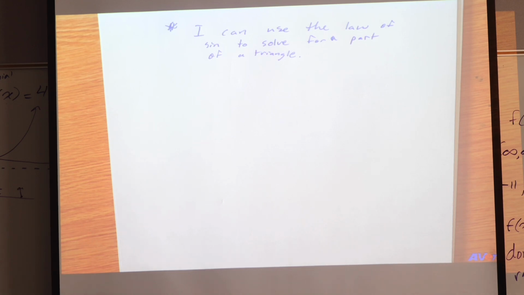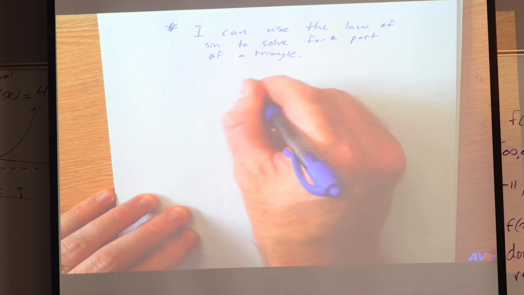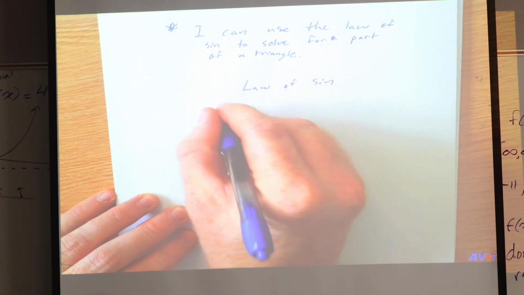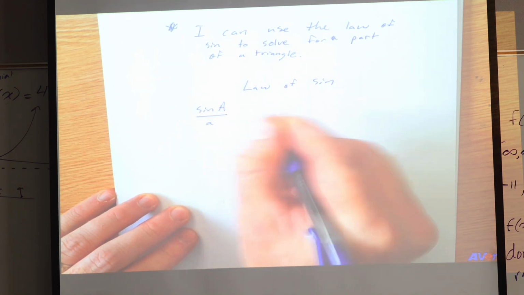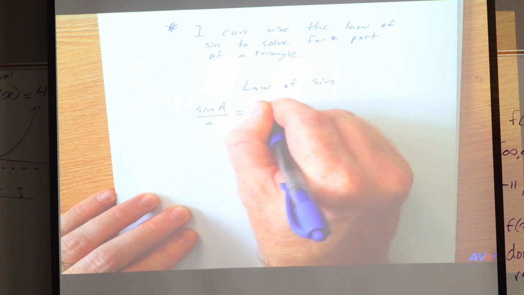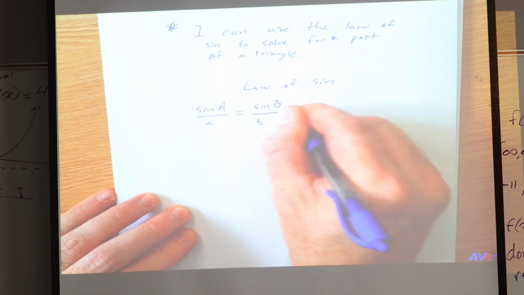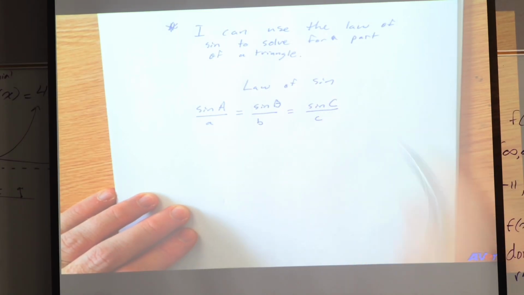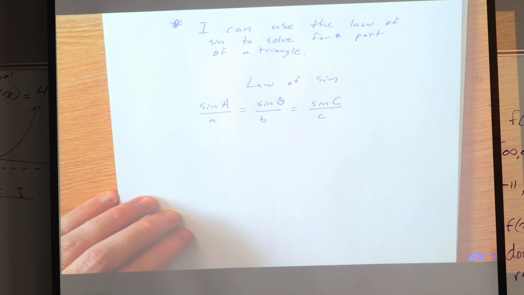All right, so the law of sine looks like this. The way I say it is sine A over A equals sine B over B, which equals sine C over C. It's kind of fun to make the emphasis with the capitals, and I think it helps students remember where they go.